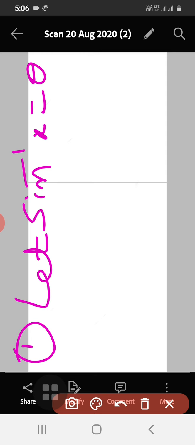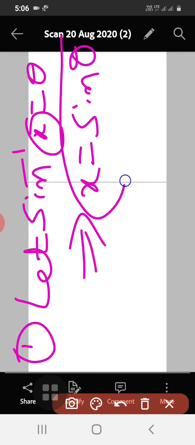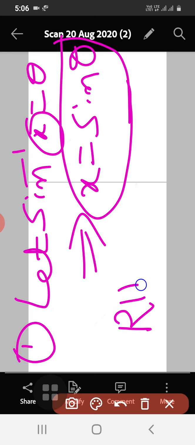So let us take that sin inverse x as theta. Then, by the definition, you shift sin inverse to the right side. I get x is equal to what? Sin theta. X is equal to sin theta. Then, in the property, we shall consider the right hand side.